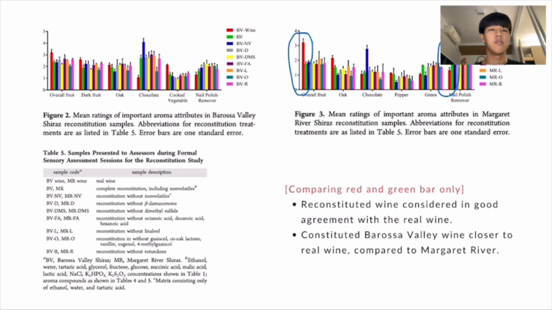Overall, both reconstituted wines are considered in good agreement with the real wine. This can be seen by comparing the red bar and green bar, which represent the real and reconstituted wine respectively. However, the reconstituted Barossa Valley wine was closer to the real one compared to the Margaret River, as seen by the larger difference in mean ratings in elements such as overall fruit and nail polish remover. The rest of the labels in these bar charts will be discussed later in the following slides, which will cover omission testing of both Shiraz wines.